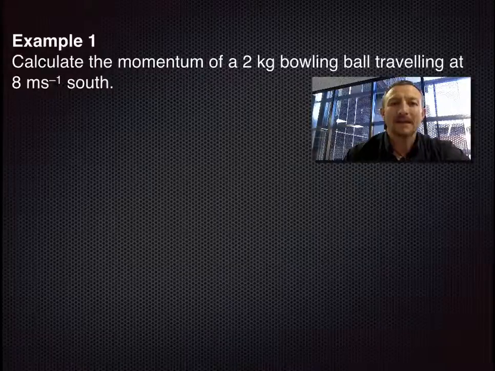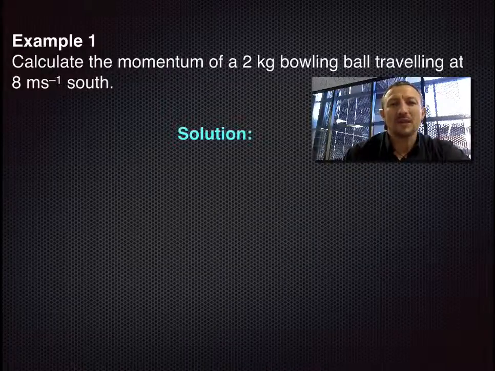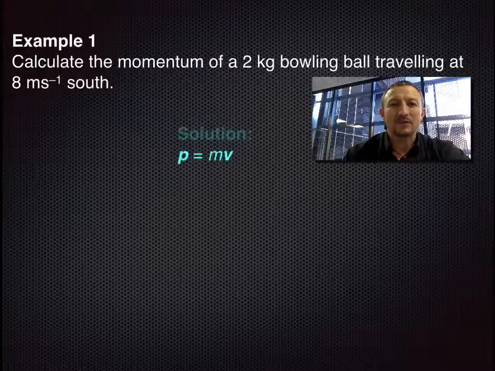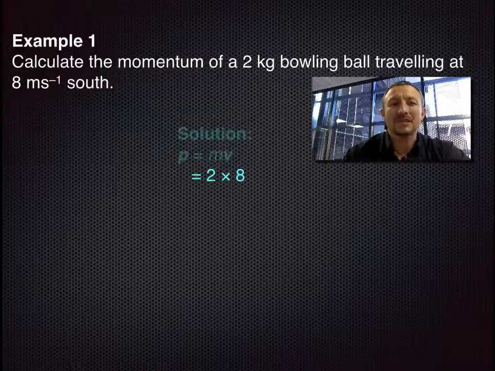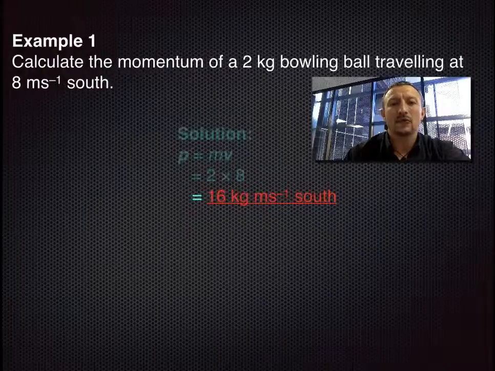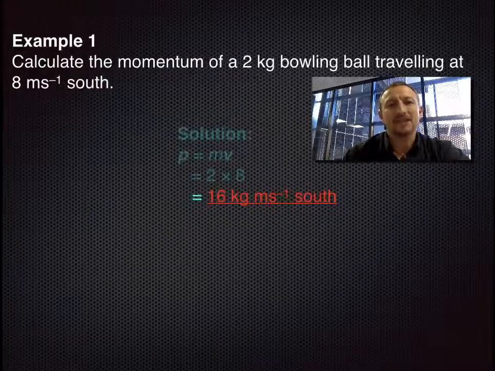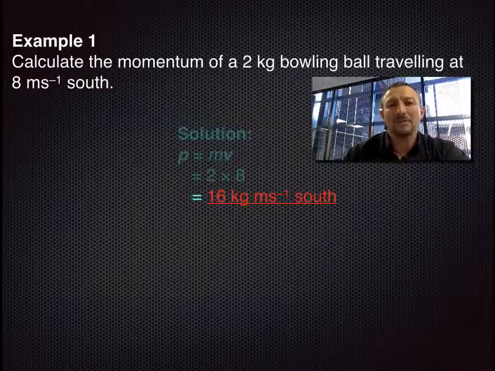Okay, welcome back. So how did you get on? Well, let's have a look. So the solution here, we're going to be using momentum equals the mass times the velocity. The mass is 2 kilograms. The velocity is 8 meters per second south. So the momentum overall is 16 kilogram meters per second south. How'd you get on? Pretty straightforward, eh? So now you can calculate the momentum.